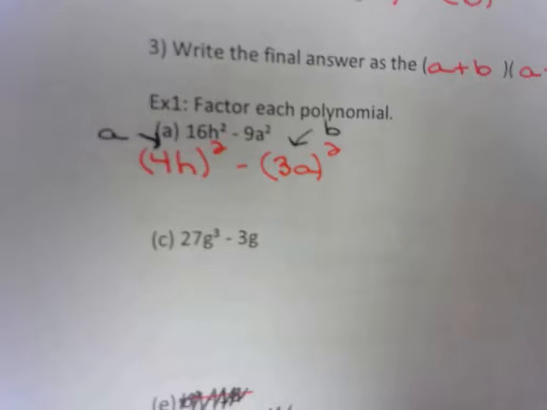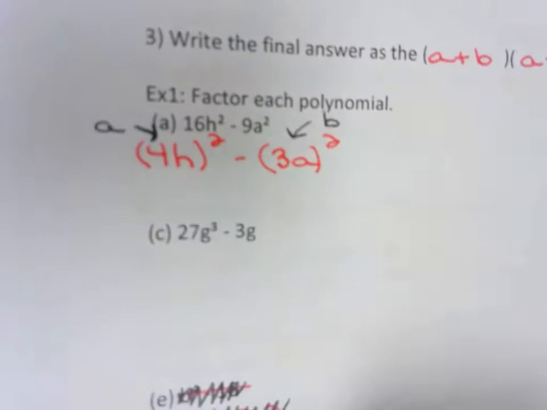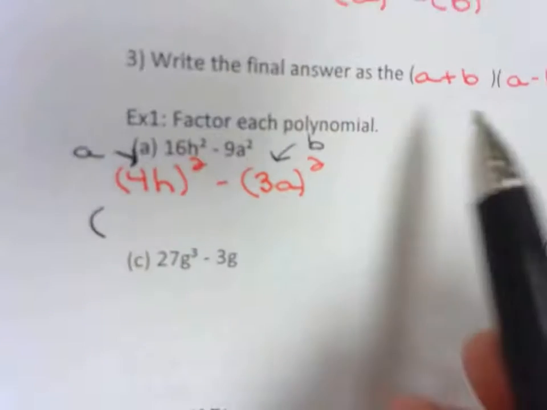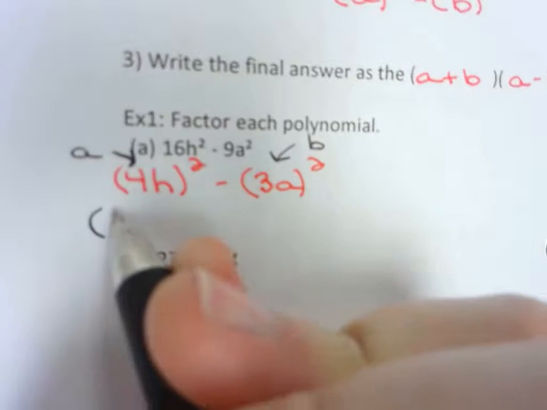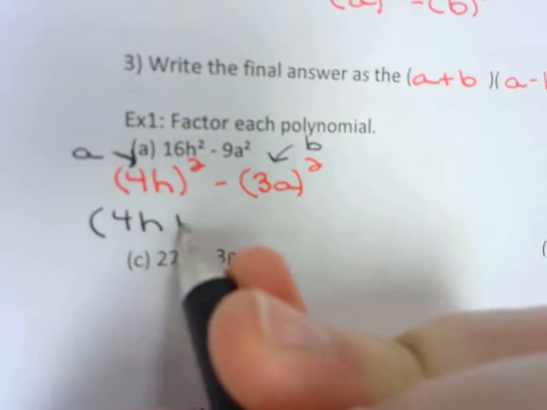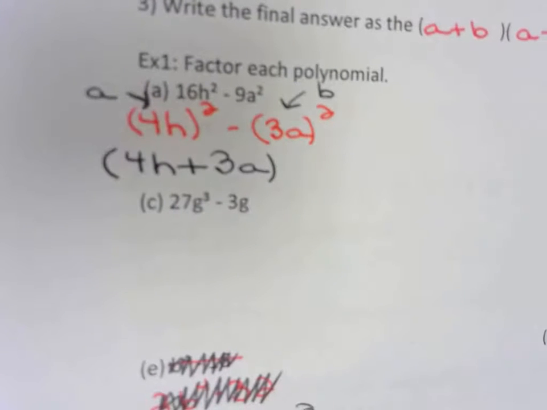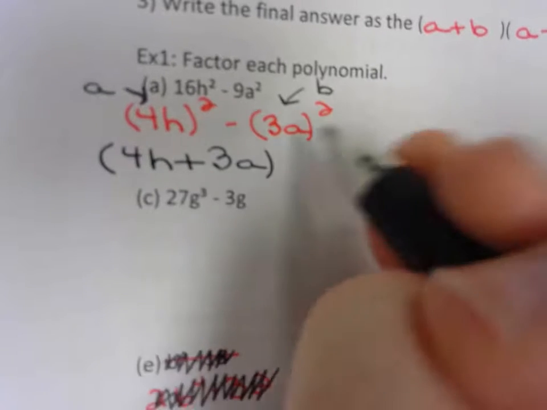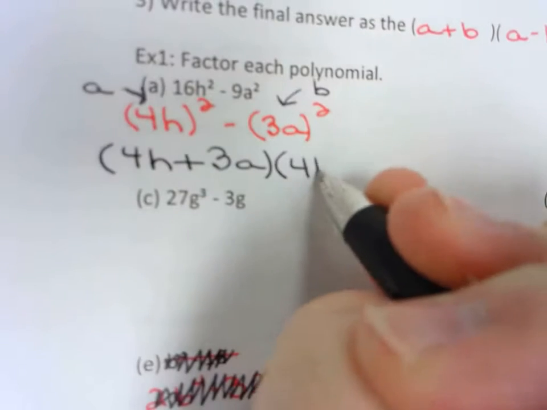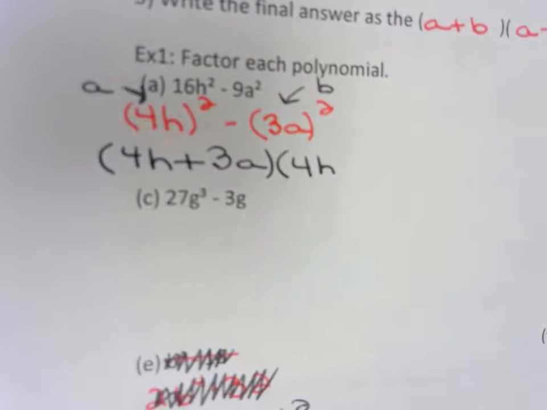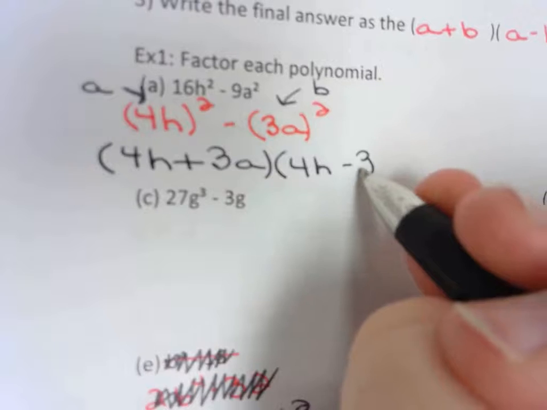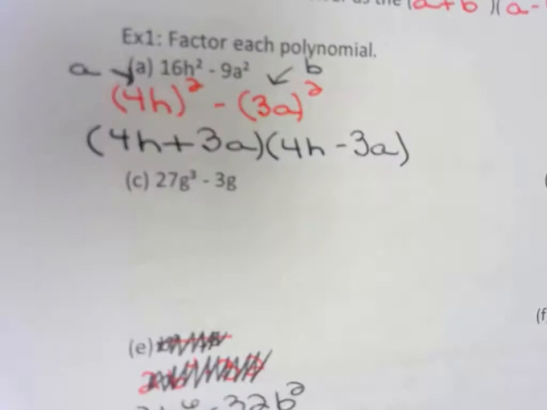So to write your final answer, all you do is you take your first thing in parentheses, a plus b. So you take your first thing plus b, which is your second thing. So 4h plus 3a. So the first thing in parentheses plus the second thing that's in your parentheses. Your next parenthesis looks like the first thing, which is your a part, 4h minus your second thing, 3a.